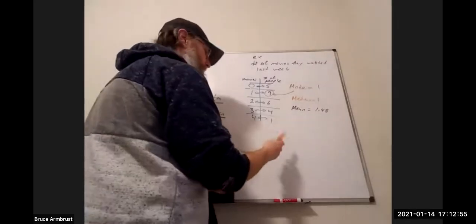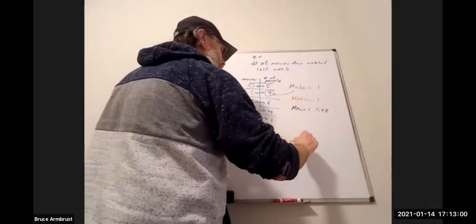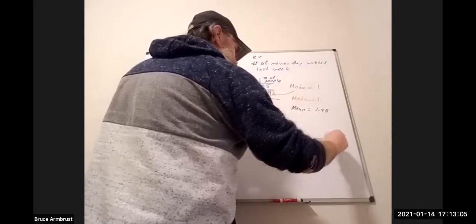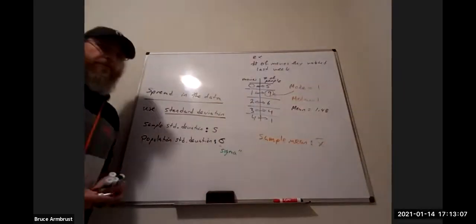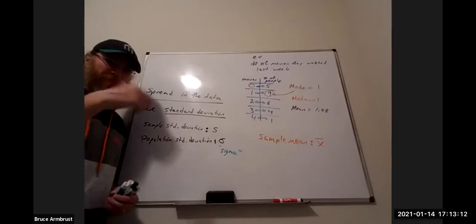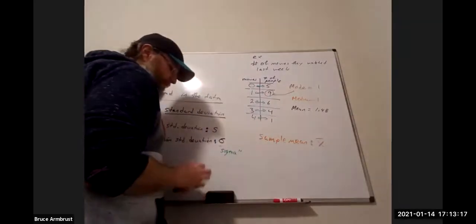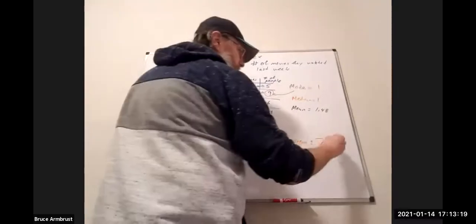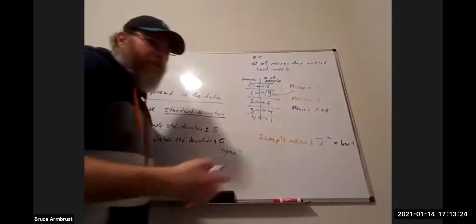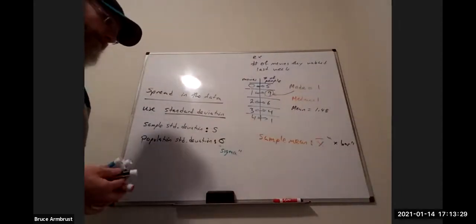Just the symbols for them. Okay, so for sample mean, we use X with a bar across the top. Actually, I think I may have mentioned this before, but if you want to describe that symbol, we literally call it X bar. All right, so that's our sample mean.